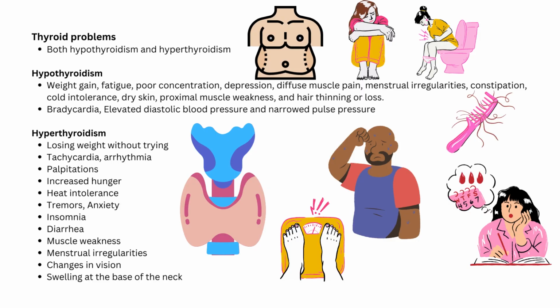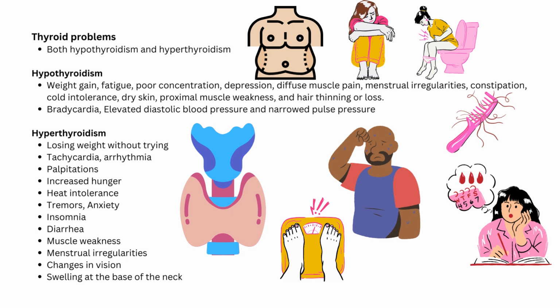Thyroid problems. Both hypothyroidism and hyperthyroidism may lead to high blood pressure. Symptoms commonly associated with hypothyroidism include weight gain, fatigue, poor concentration, depression, diffuse muscle pain, menstrual irregularities, constipation, cold intolerance, dry skin, proximal muscle weakness, and hair thinning. Bradycardia, elevated diastolic blood pressure and narrowed pulse pressure may be observed on examination.